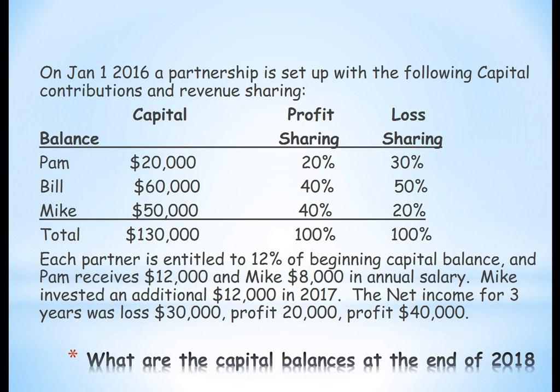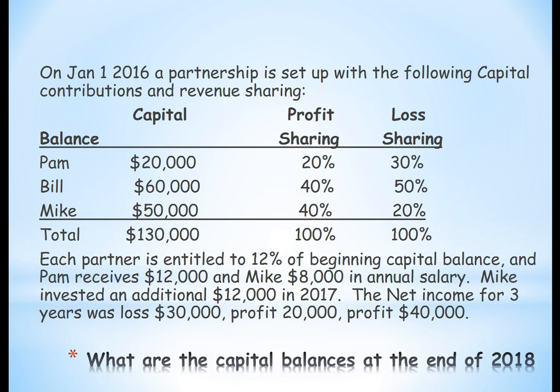Now let's take a look at one more. In this case, we work through another problem. We have Pam, Bill, and Mike. Here are their capital balances, but what makes this one different is that they have profit sharing for if there is a profit, and they have a different percentage if there is a loss.